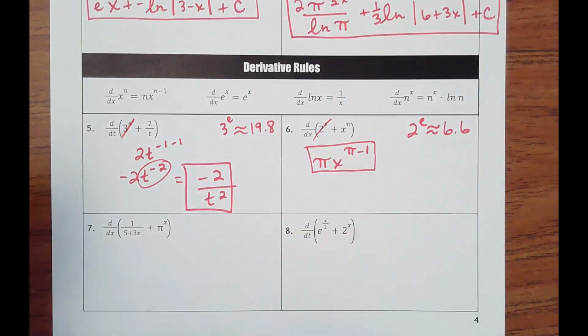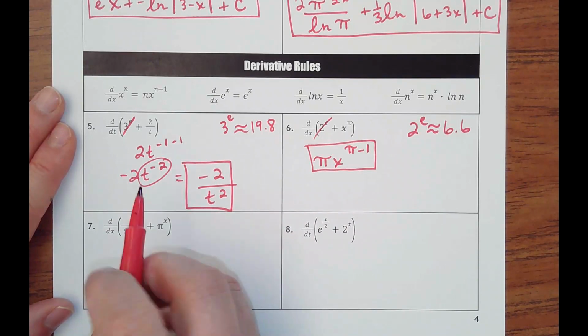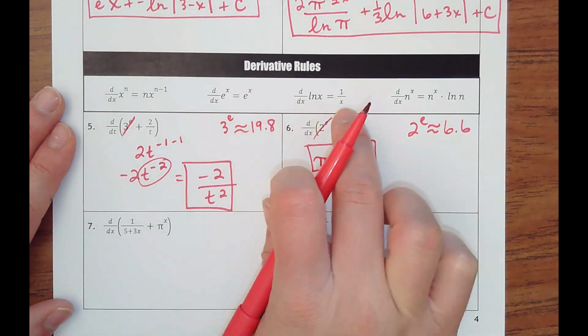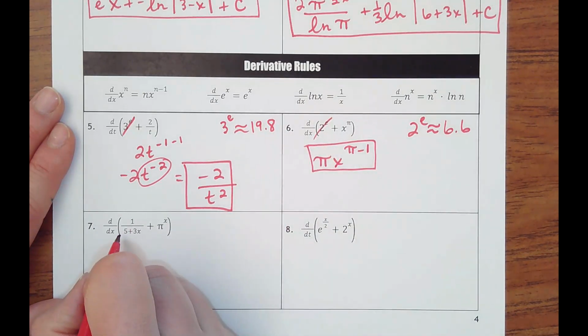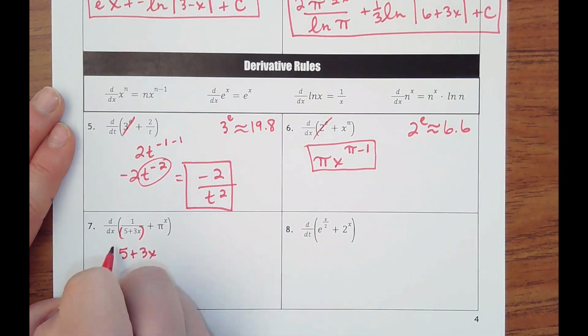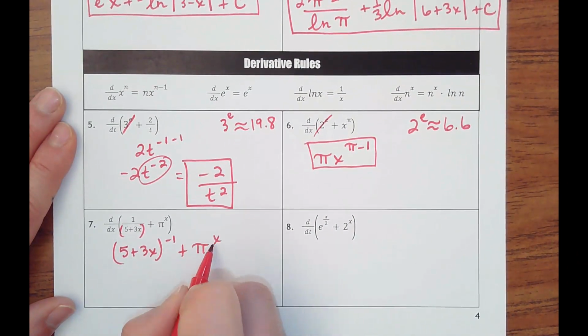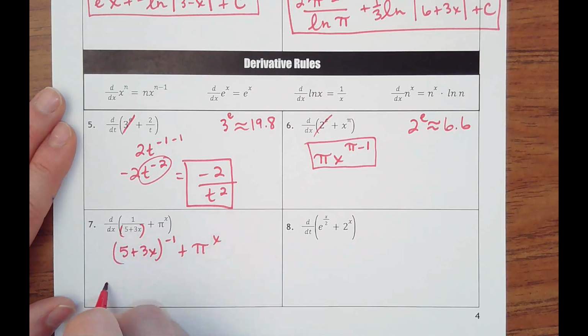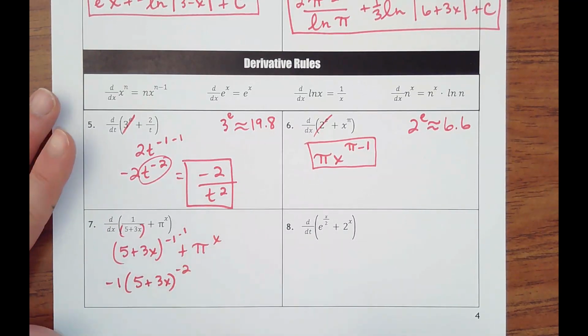All right, number 7. I don't want to keep this 1 over something because I don't see any rules here. Don't get confused with this. I see that I could take the derivative of natural log of x. So what I want to do is rewrite this so that it's 5 plus 3x, bring it to the top so it's negative first power plus pi to the x. So then I bring the negative 1 in front, and then I subtract 1 from the power, so now it's to the negative second.